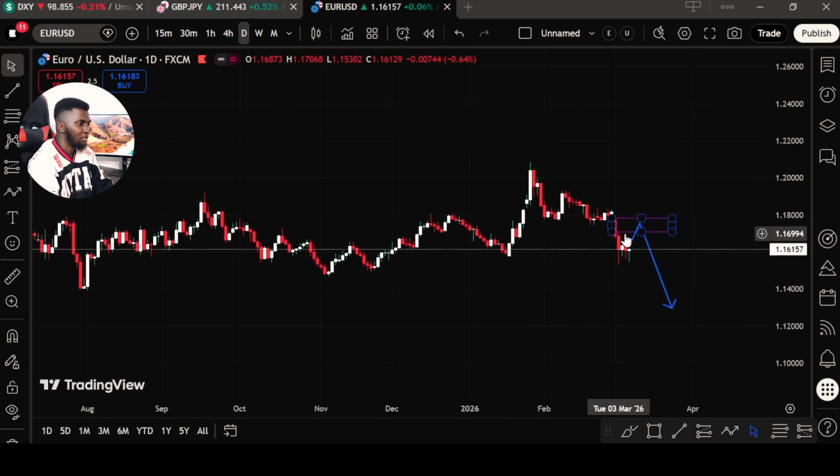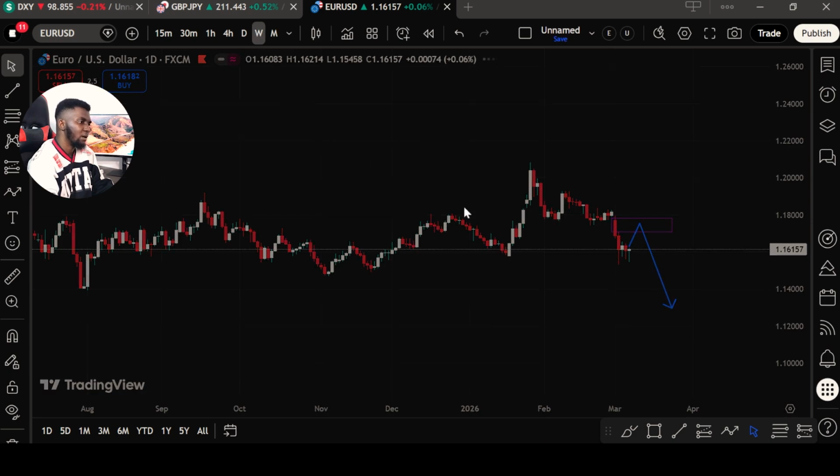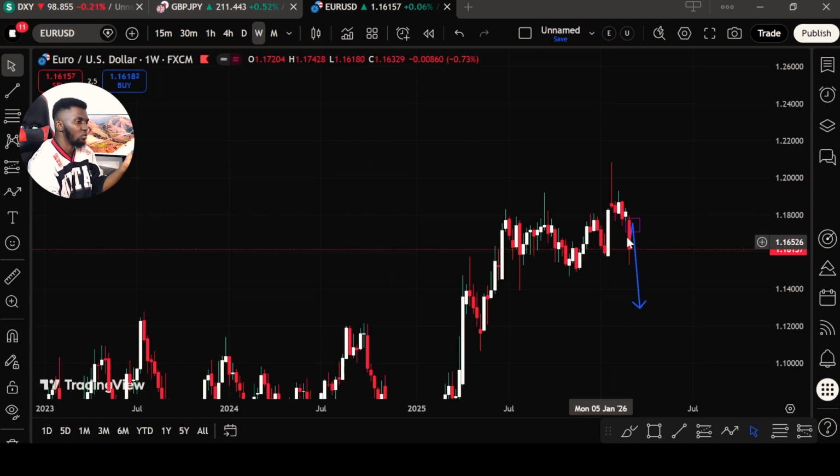So look at this now on the daily time frame. There's actually a fair value gap. So I'm expecting that price should just trade into this fair value gap and use it as resistance for continuation of sell. And if you look at the weekly, you can see that the weekly actually closed in a strong bearish manner. Yes, there's actually a strong bearish close of the weekly.